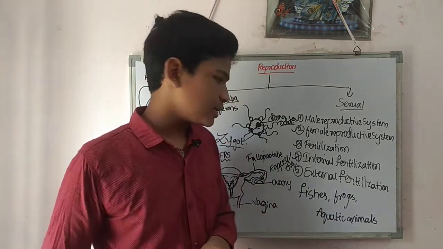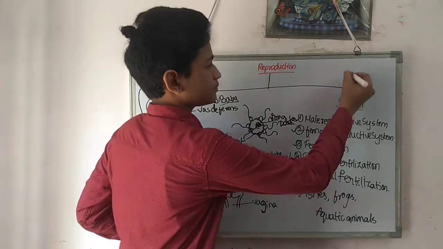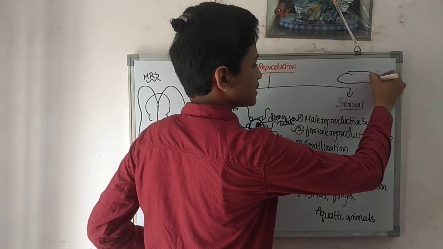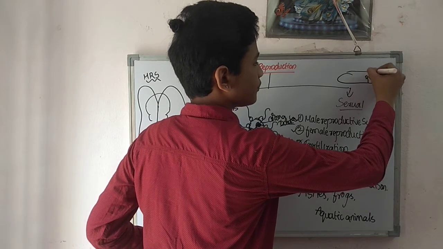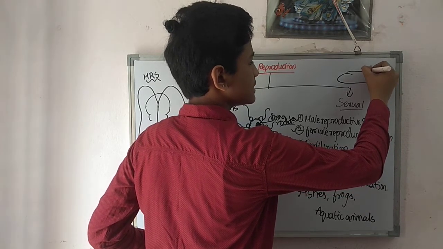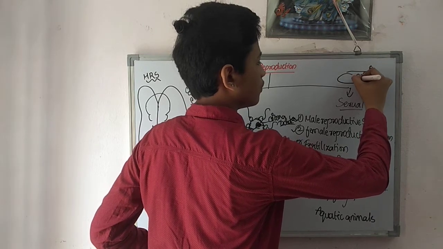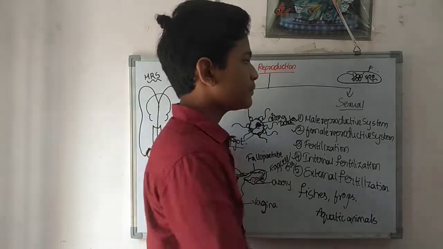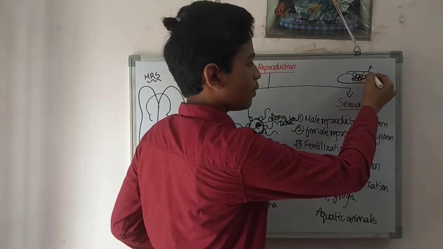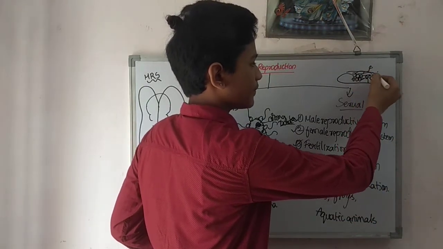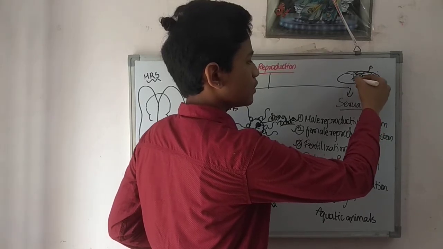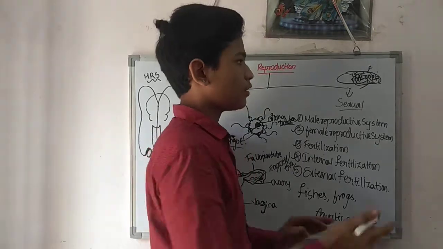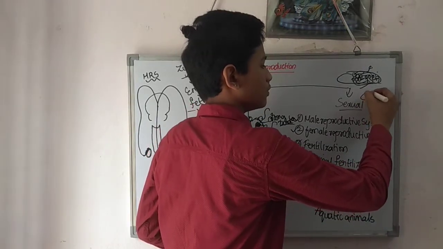Example, the frogs. In frogs, the male frog releases sperms into the water. The female frog releases the egg cells into the water. The sperms fuse with these egg cells and produce the zygote. Because of this, the number of eggs of the frog is more.